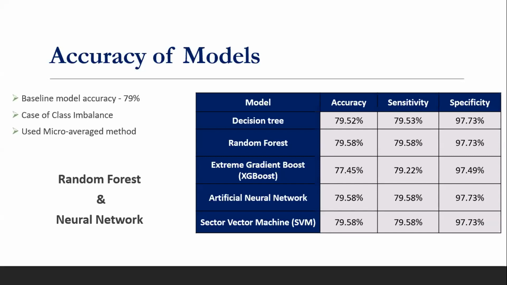As it is a case of multi-class and class imbalance, we have to use the micro average and other statistics. And among all these models, random forest and neural networks perform the best with the highest accuracy and lowest misclassification rates.